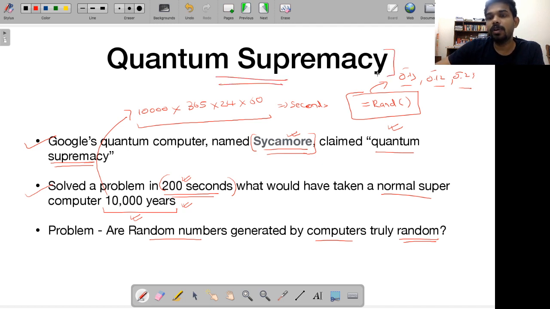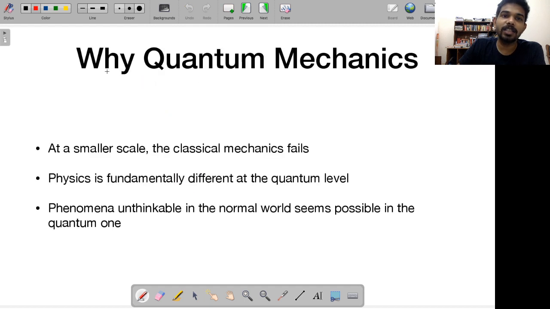Now an interesting question might crop up in your mind: how exactly was Google's Sycamore able to do this? What makes quantum computers so special? So let's try to understand some background behind this. For understanding quantum computers, I have to talk to you a little bit about a subfield of physics. It is called quantum mechanics or quantum physics.